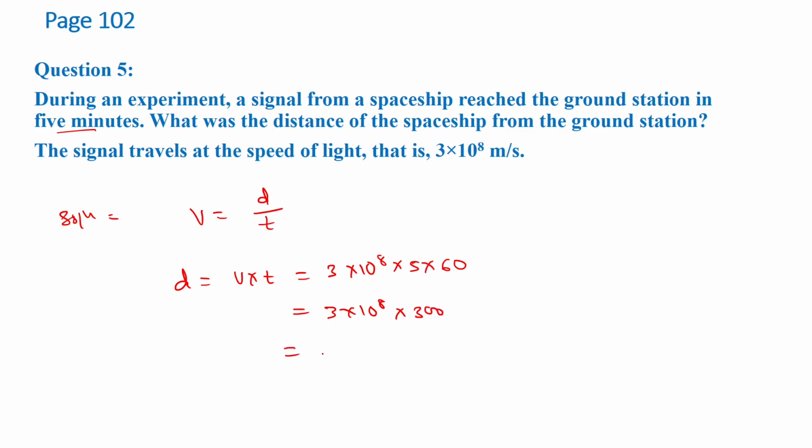So we can multiply this, we will get 900 into 10 to the power 8 and we can simplify it as 9 into 10 to the power 2 into 10 to the power 8. Here 2 plus 8 is 10. So this will be the answer of the question, that the distance from the spaceship to the ground station will be 9 multiplied by 10 to the power 10 meters.